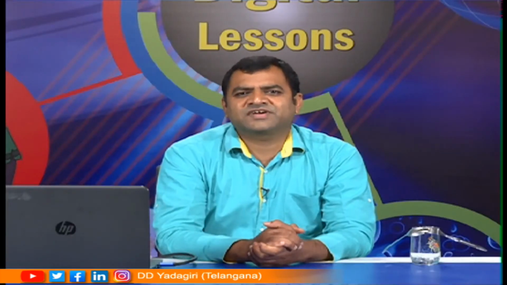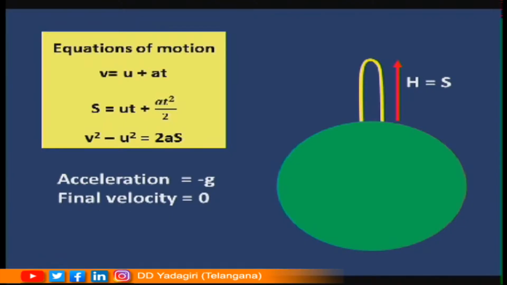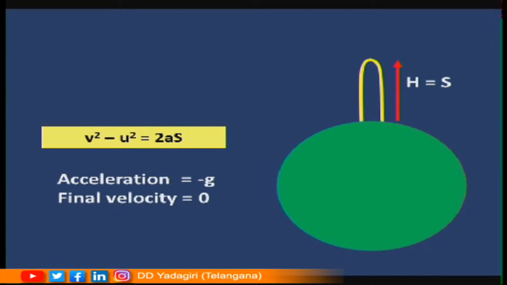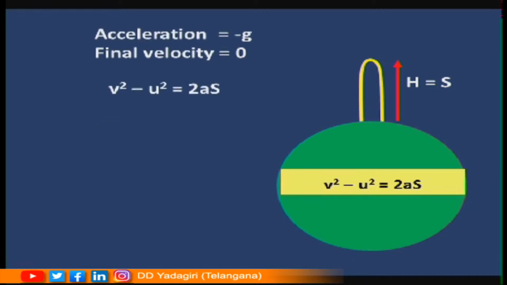Now, let us find out the maximum height reached by the object. For that, we have to use the equations of motion again. We will use this equation, that is v square minus u square equal to 2 a s. In that, acceleration is minus g because the direction of acceleration is towards the center of the earth while the object is moving up. So, substituting the values in this equation, 0 minus u square is equal to 2 times minus g times h.